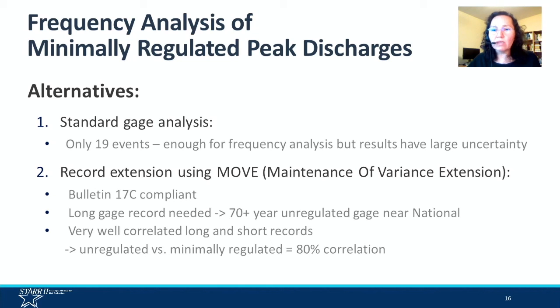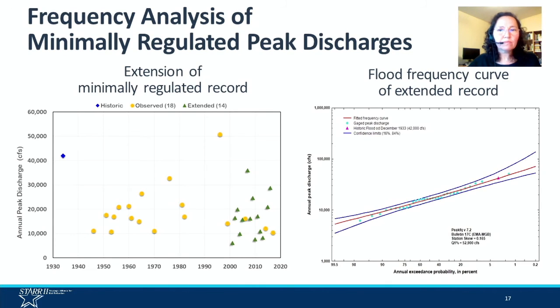Since the minimally regulated annual peak flows were very well correlated with the unregulated peaks upstream, we used those to perform the record extension. So the short record was the minimally regulated record, and the long record was the unregulated record from the gauge upstream near National. Record extension and frequency analysis were performed for both gauges, both La Grande and McKenna, but the results presented here only refer to the gauge at McKenna.